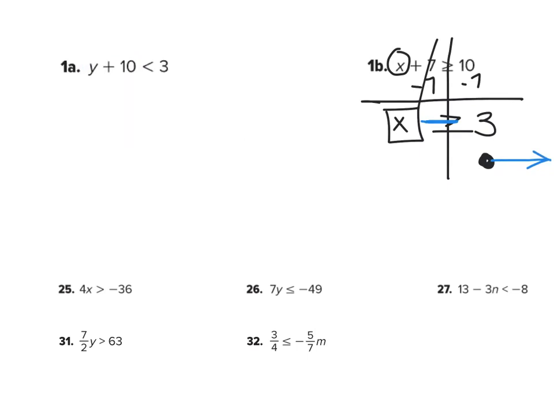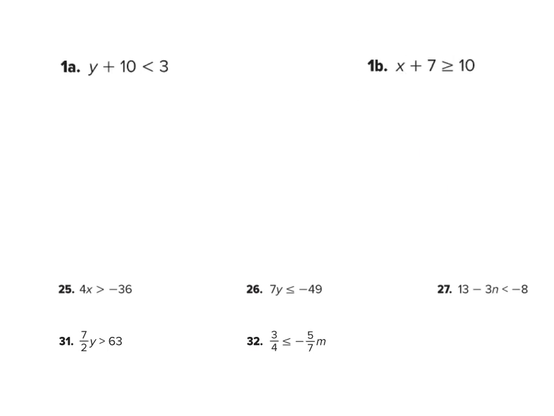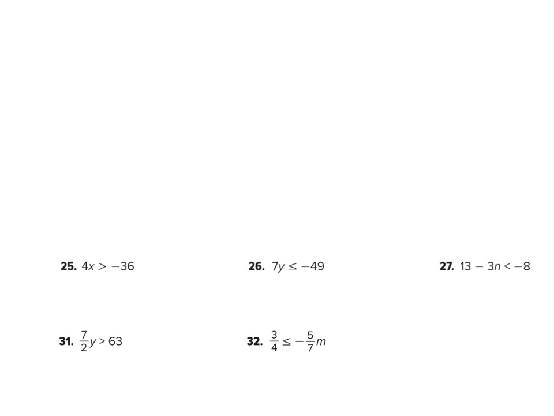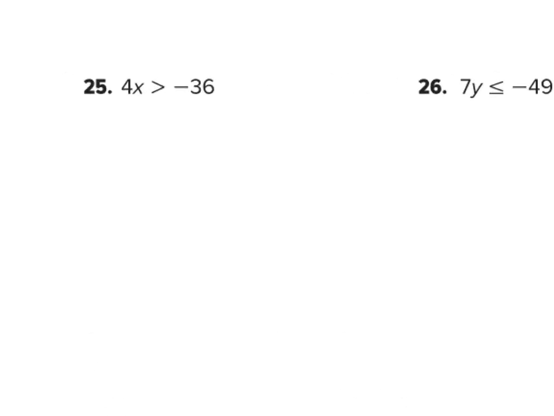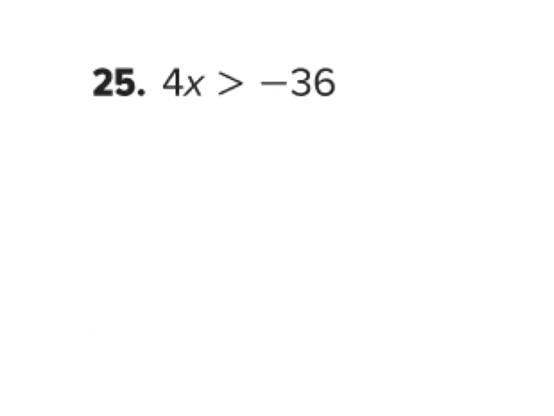Okay, let's wrap up with a few examples that require us to use multiplication and division. So I'm going to have you write this problem down, draw your river through the inequality sign, and we would read this as 4 times a number, 4 times x, is greater than -36.